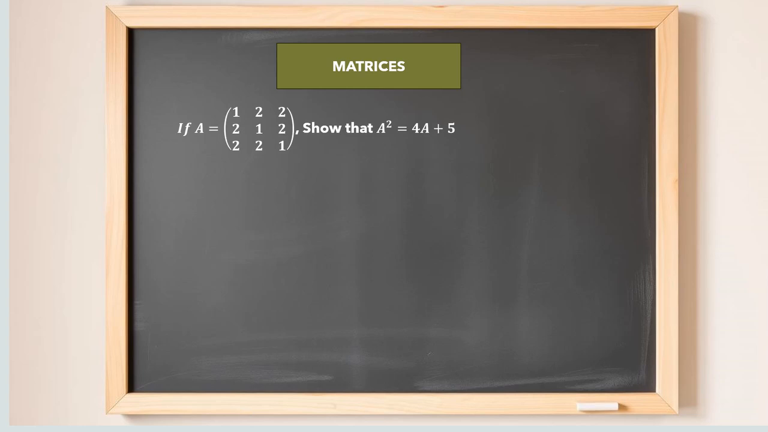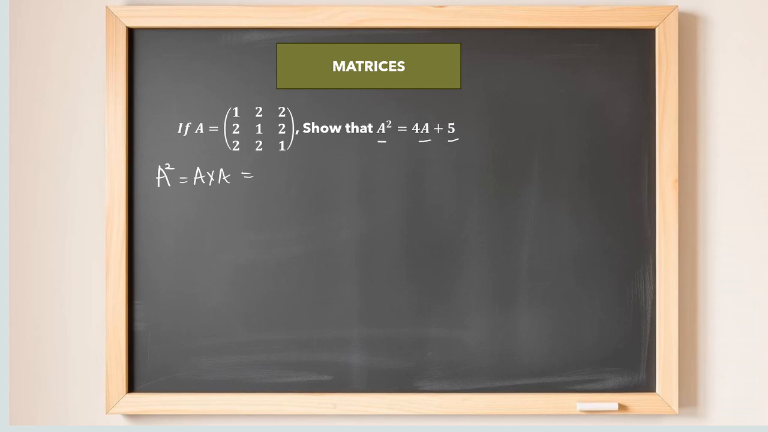Here we have a 3 by 3 matrix, and we want to show that A squared equals 4A plus 5. That is, we want to show that the left hand side is the same thing as the right hand side. Now to do this, let's simplify A squared. A squared is the same thing as saying A multiplied by A.